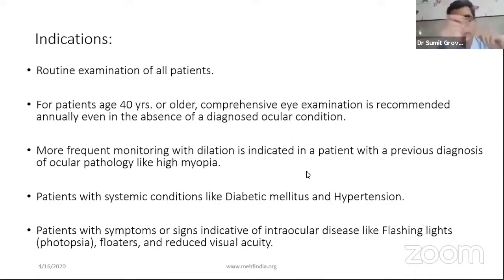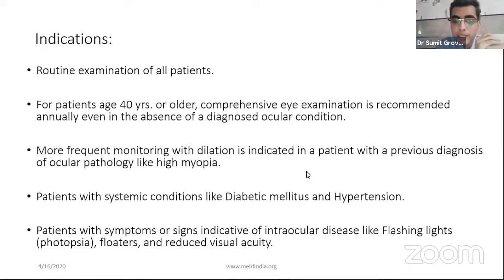Why? We should explain to them that they can have ocular complications like diabetic retinopathy, hypertensive retinopathy. So they have to have a dilated fundus examination. This comes under the opportunistic screening of these ocular complications of these systemic conditions.